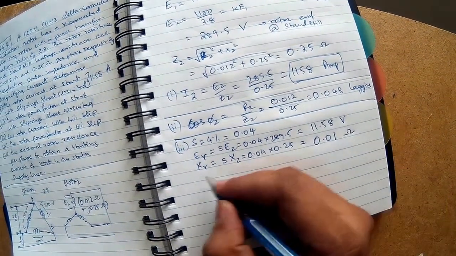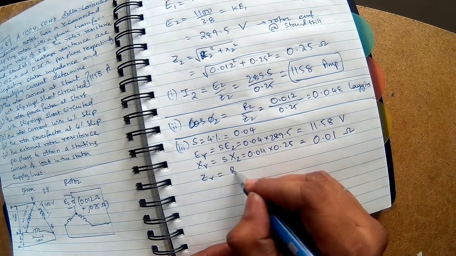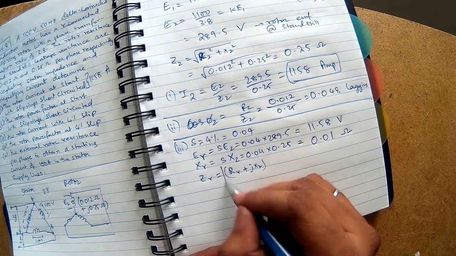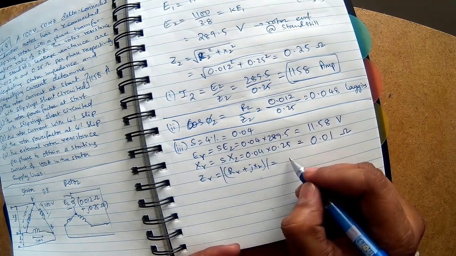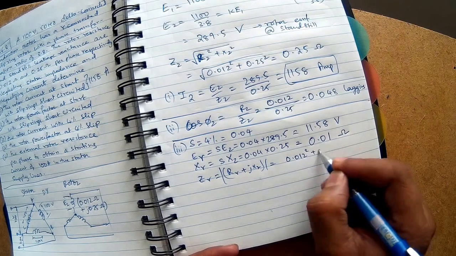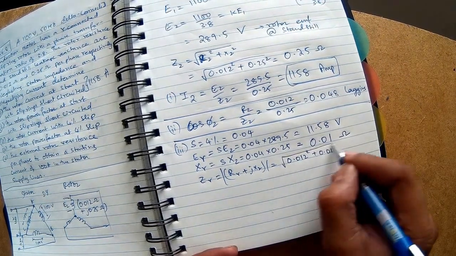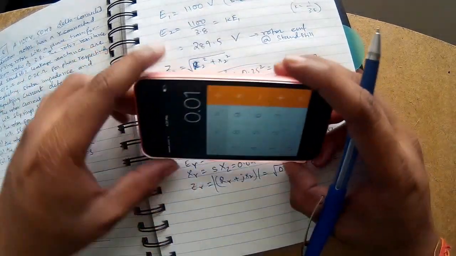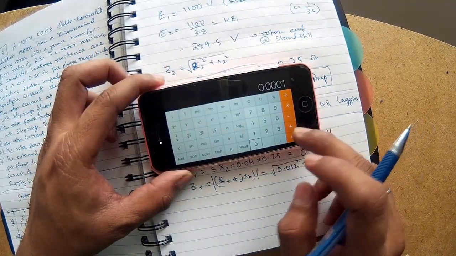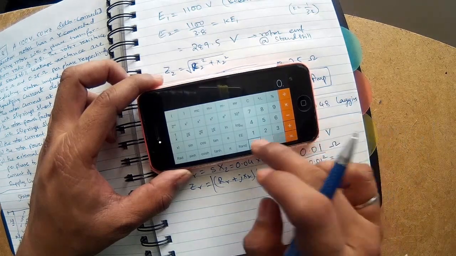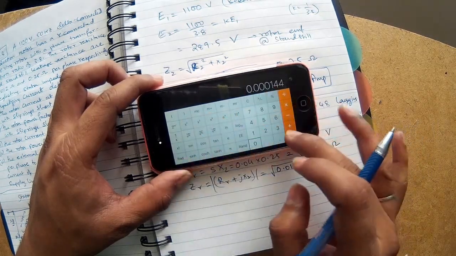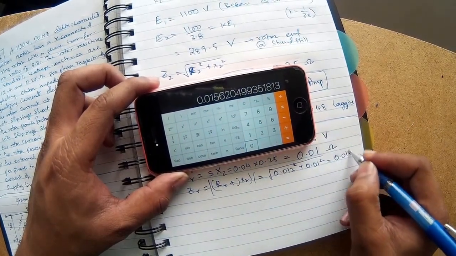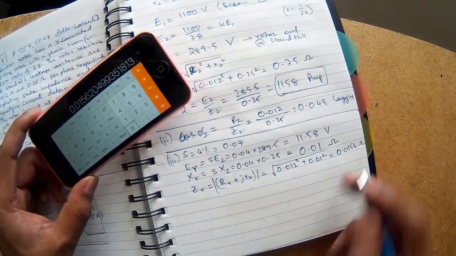Okay. Now what is ZR? ZR is nothing but RR plus jXR. So I just want to calculate the magnitude of it. So 0.012 square plus 0.01 square under root. Okay. So let's do that. So 0.01 square plus 0.012 square is equal to, and then square root of it. So I am getting 0.0156 ohms. Okay. So this is ZR.